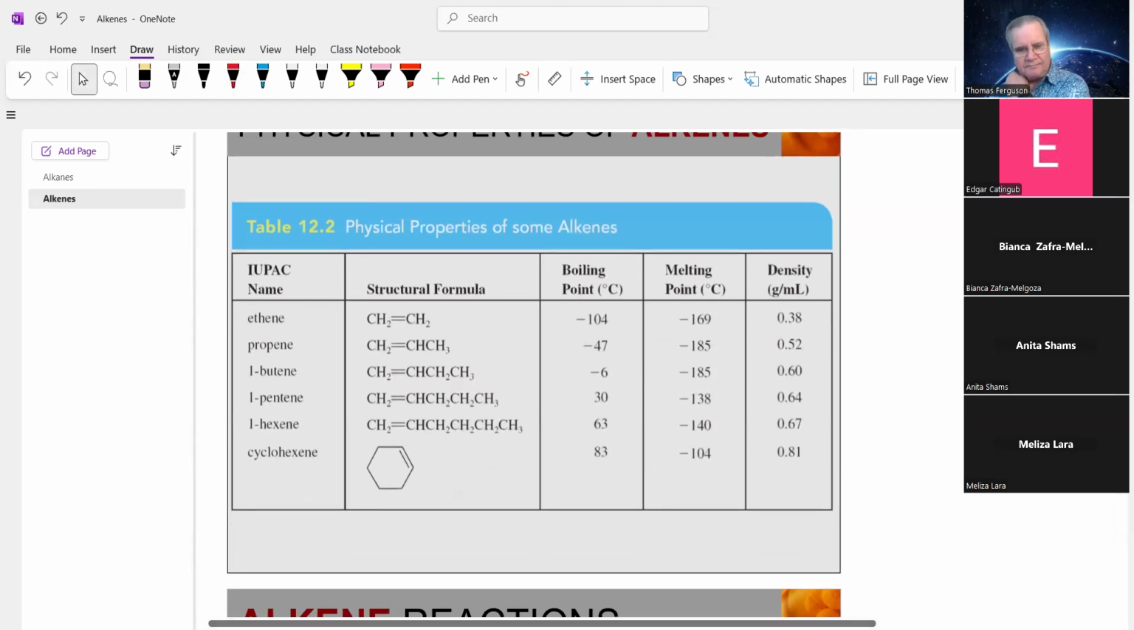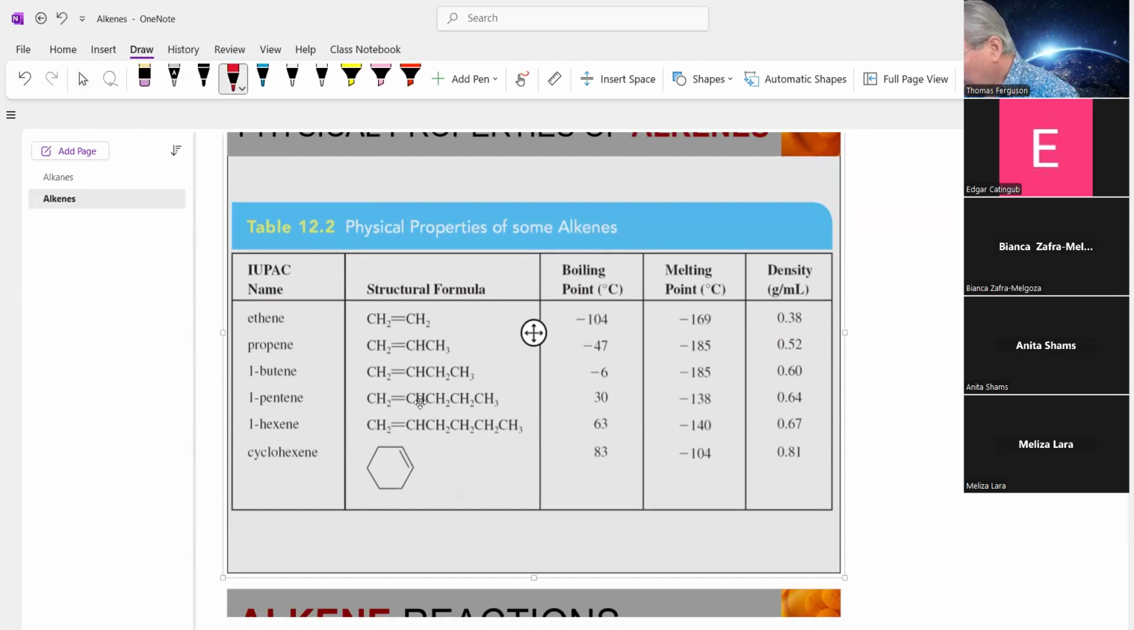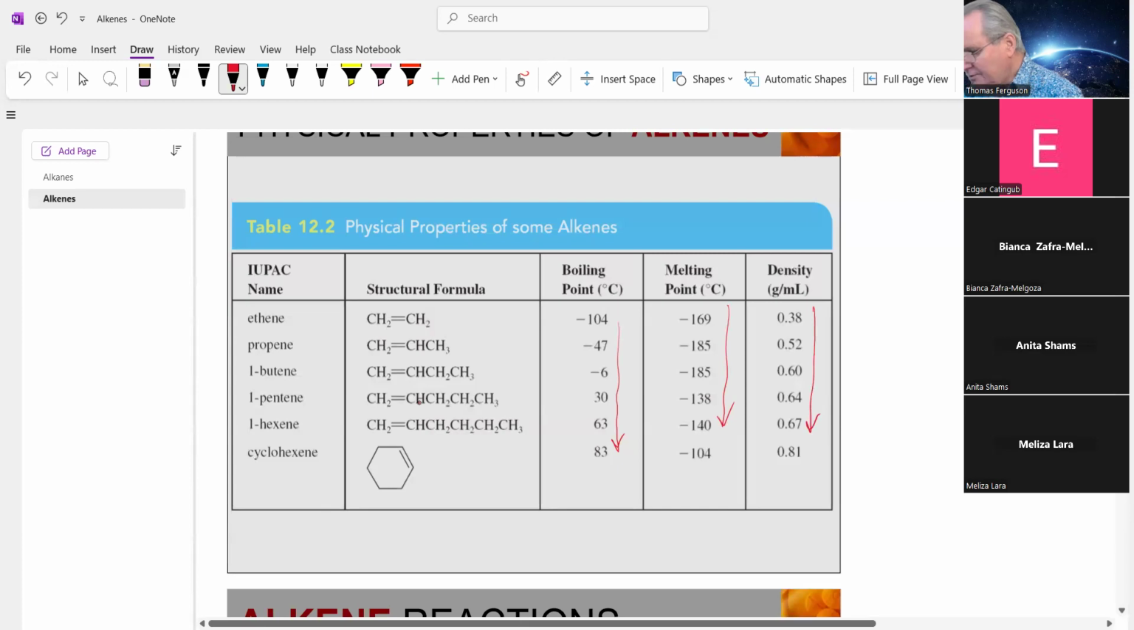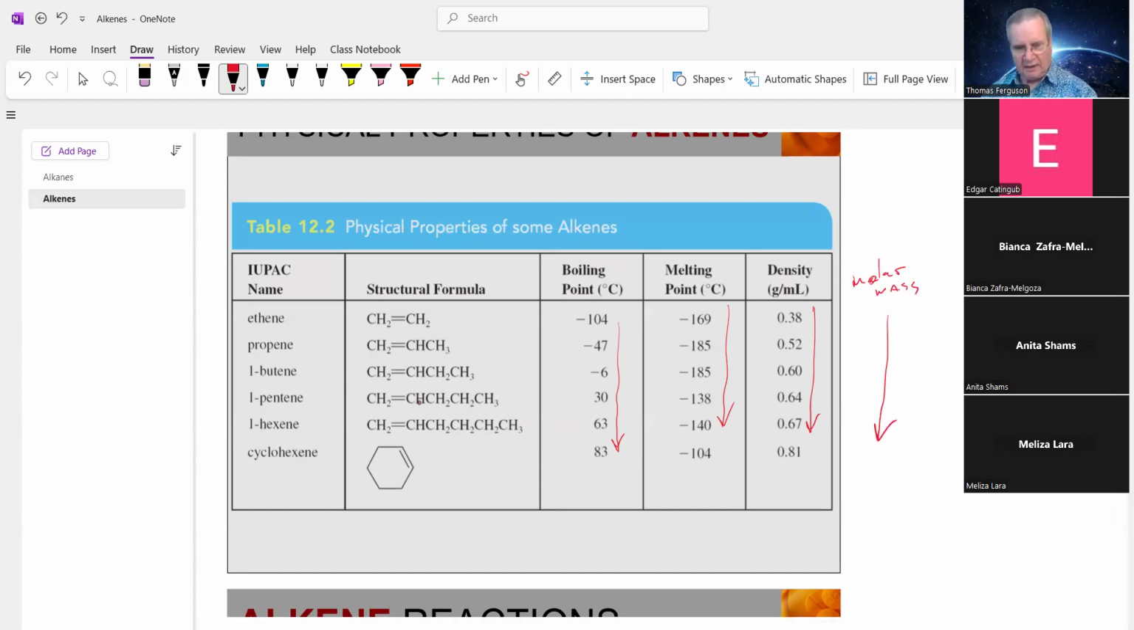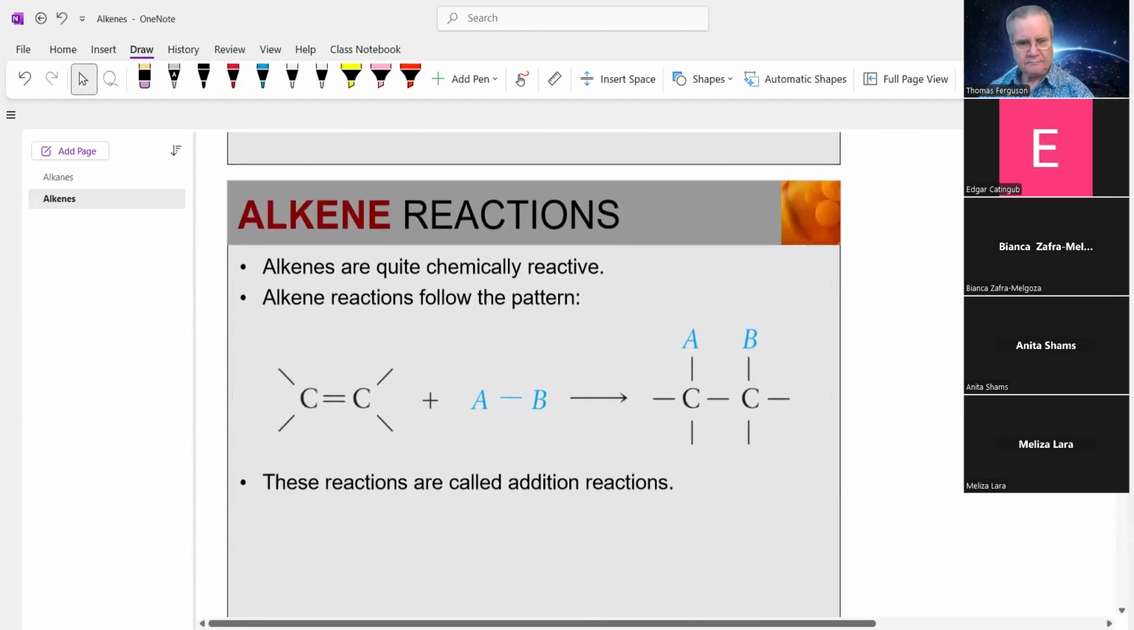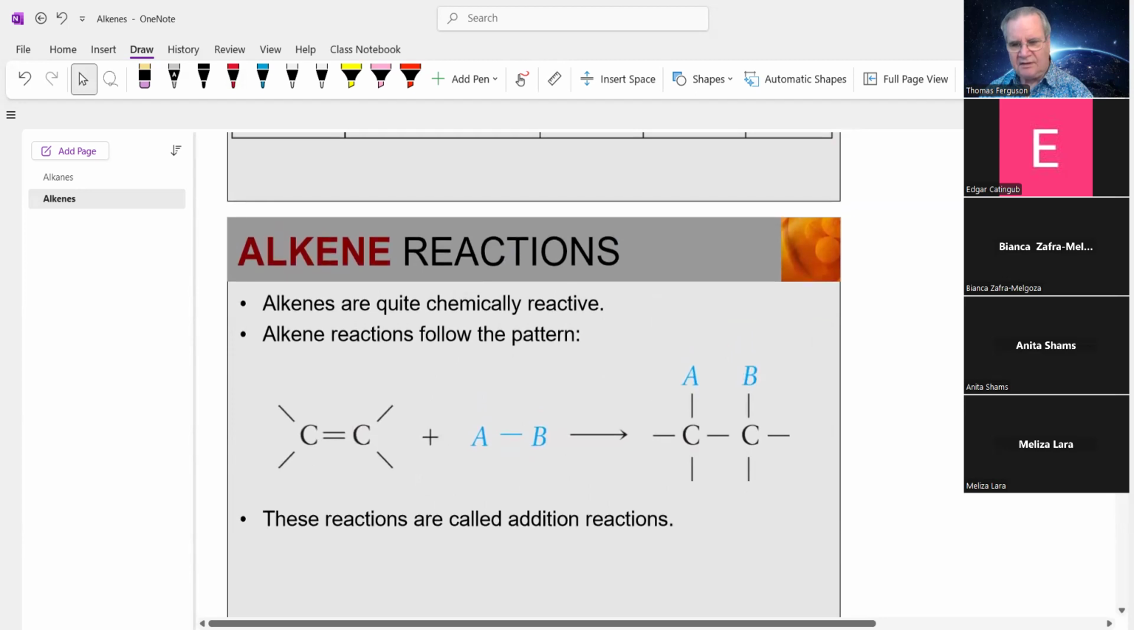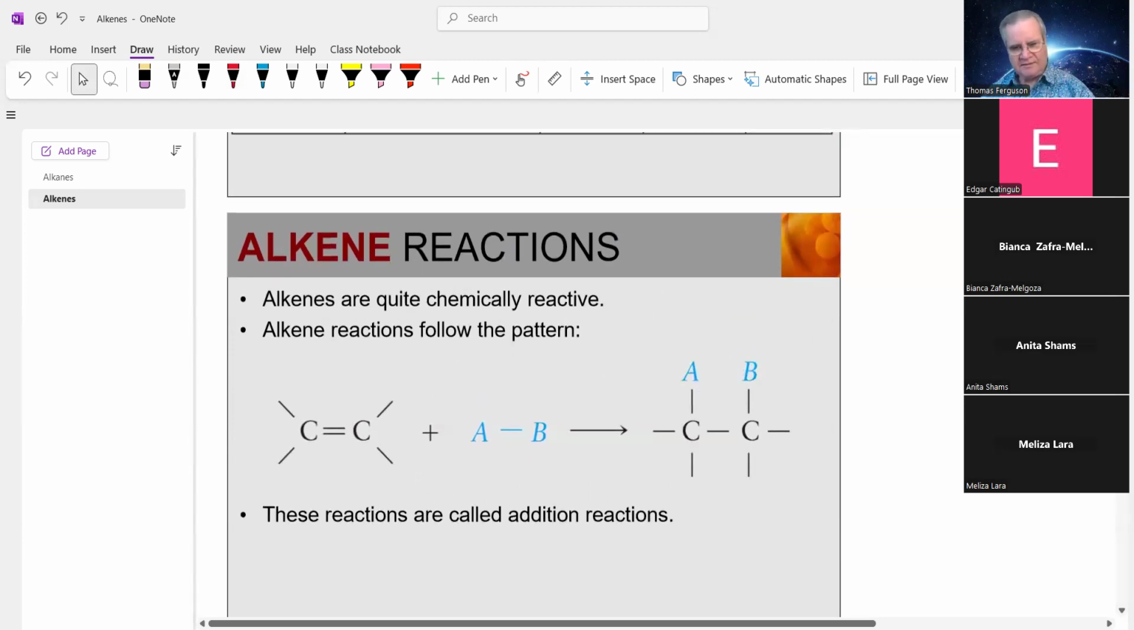As you can see, there's a definite trend going here. As you add carbons, all you're doing is making the molar mass increase. So if this was molar mass, as it increases, so does the boiling point, melting point, etc. Same with alkanes. Okay, so that's naming, and that's some physical properties.